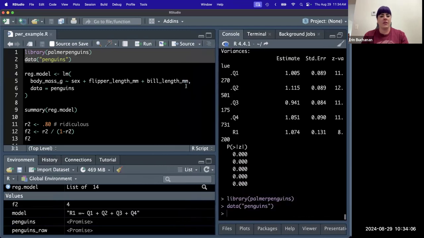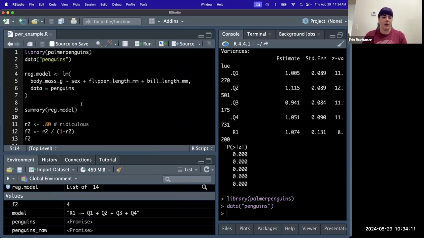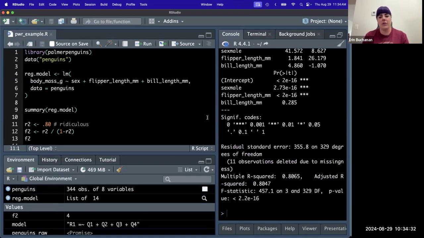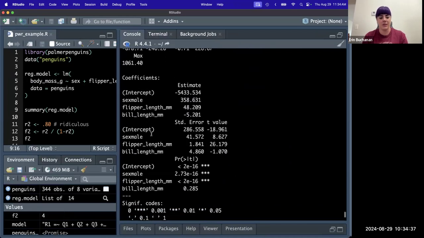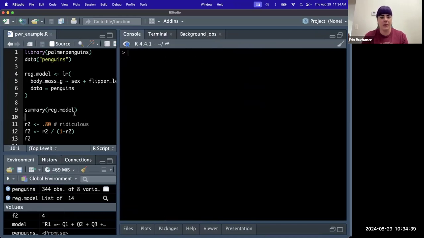The reason I picked the 3 predictor example is I actually have that as my model here in R. LM stands for linear model, and this is the equation that I'm running. Body mass of penguins is predicted by their sex, their flipper length, and their bill length. Is it predictive? Short answer is of course, because it's much easier to predict. Let me clear this out so it can be at the top of the screen real quick.